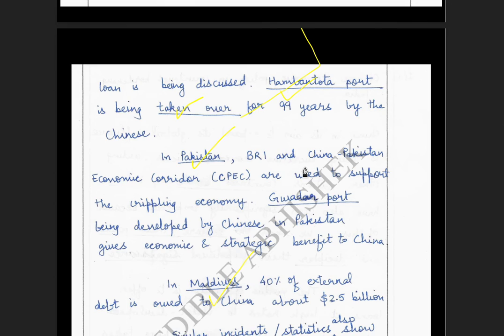Because the examiner has read hundreds of essays on this very topic within the past few days when he's checking your copy, because you are not the first copy he's checking. So he knows what you are going to write. Everyone is going to write Hambantota port. Everyone is going to write Gwadar port. He knows what is going to come. He just needs to see if you have written it or not.